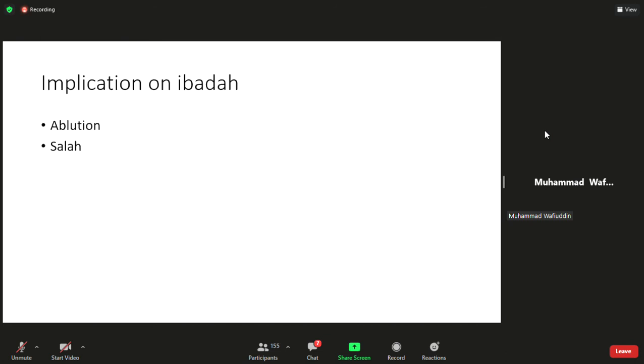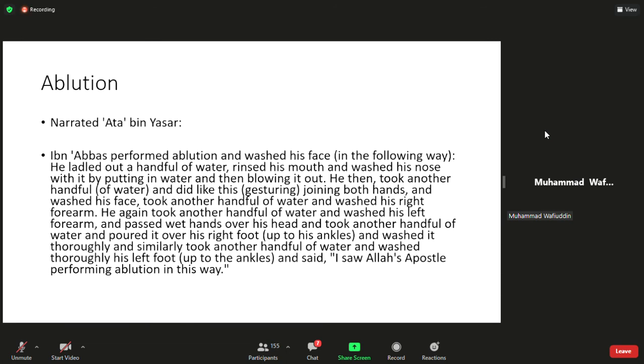Okay, what is the implication on ibadah? First, I'm not an expert on this, but I think most of the patients that come in specific to ibadah, the problem is in ablution, taking ablution, and salah. Okay, so I just need a hadith, noted by Ata bin Yasar.